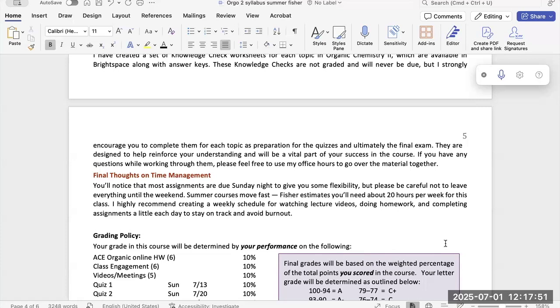Fisher estimates that you need about 20 hours per week for this class. I'm not sure that's enough. I highly recommend, though, that you create a weekly schedule for watching the videos, doing the online homework, completing the knowledge checks, and then ultimately completing the quiz and the video. Please try to stay on track to avoid burnout. This comes so fast. Before you know it, we'll be at the end of the course saying, wait, what?